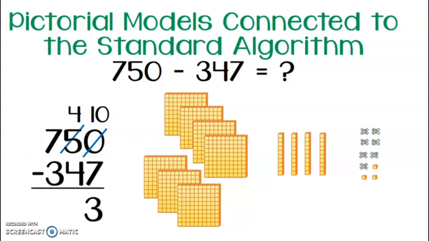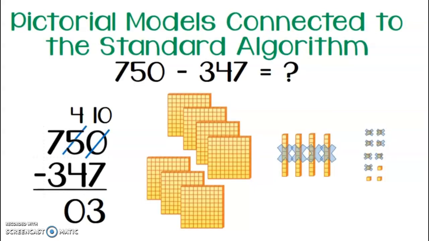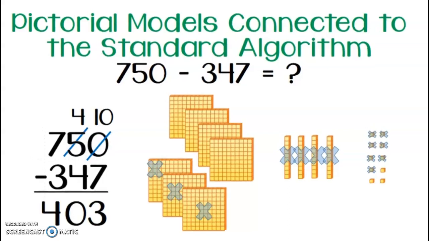Let's take a look at our tens place. We have 4 minus 4. I can subtract 4 minus 4, leaving me with 0. Now let's look at our hundreds. I have 7 minus 3. I can take away 300 from my 700, leaving me with 400. So my answer to 750 minus 347 equals 403.